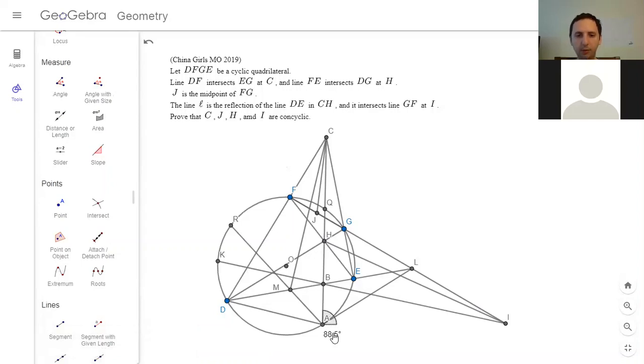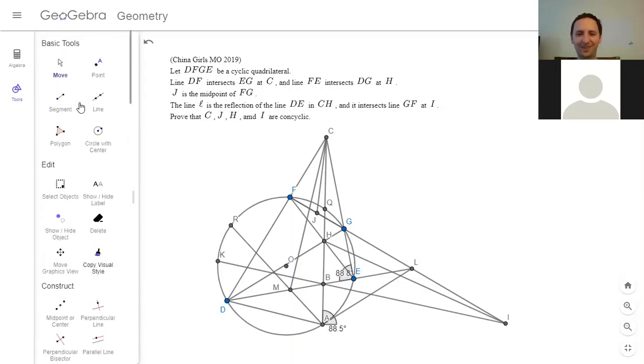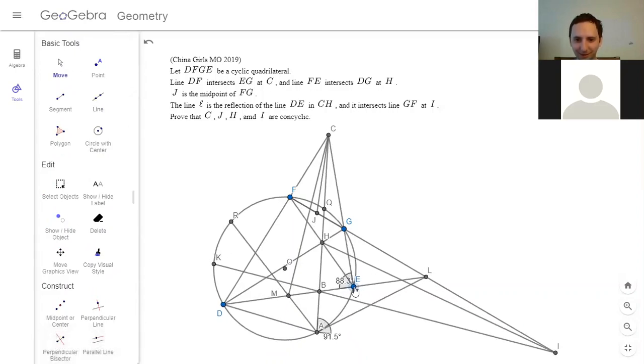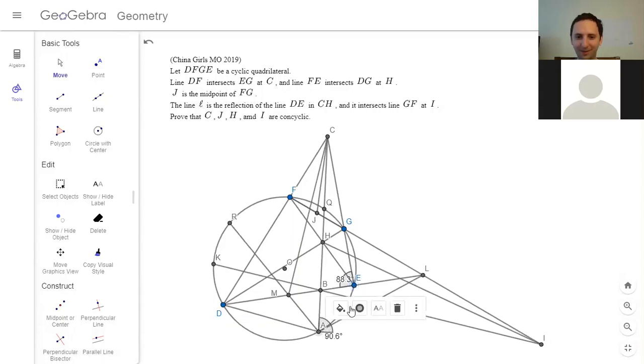Angle IAH is 88.5. Is this, I doubt this is 88.5. Oh, it is. I think that is a step forward. Oh no, 88.8. So close. So close. The GeoGebra is never wrong. Yeah, so we want to show a spiral similarity takes MBC to HBI. Any tricks with spiral similarities that might be useful?